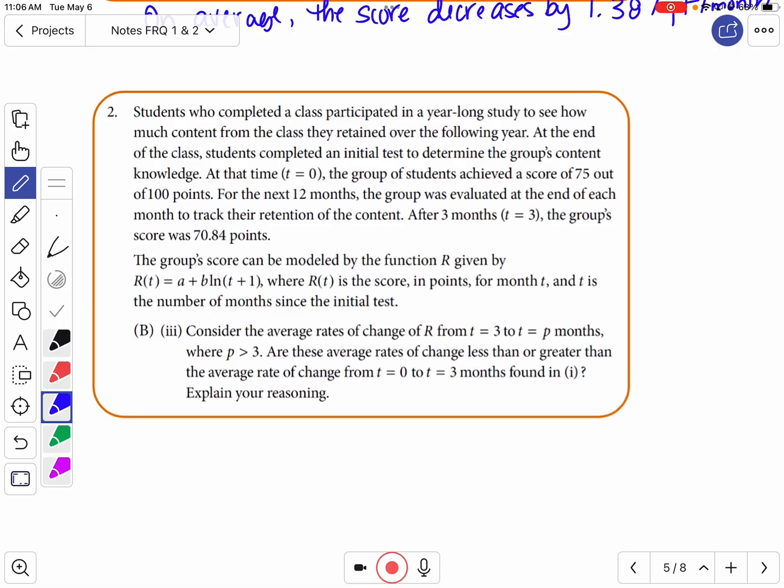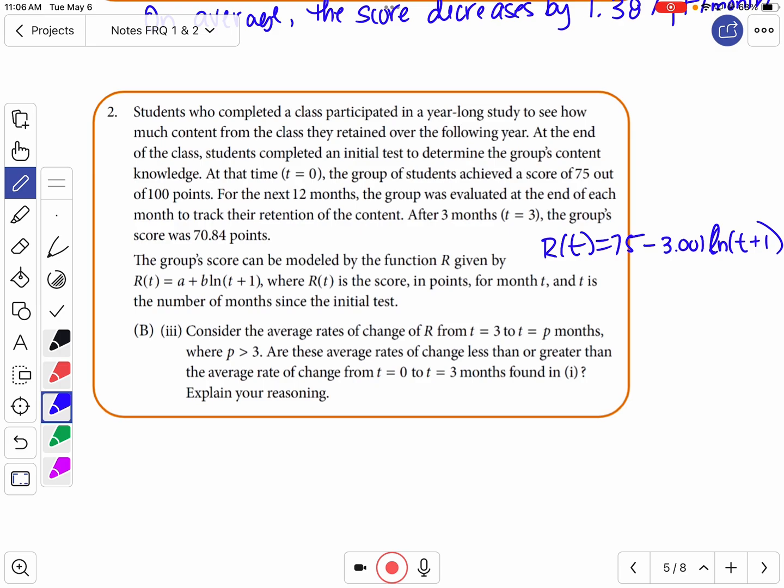Let's think about this for a second. We found A and B, right? We found our equation to be R of T equals 75 minus 3.001 ln of T plus 1. So that was our equation. When we found A and B, that was what fits this model.